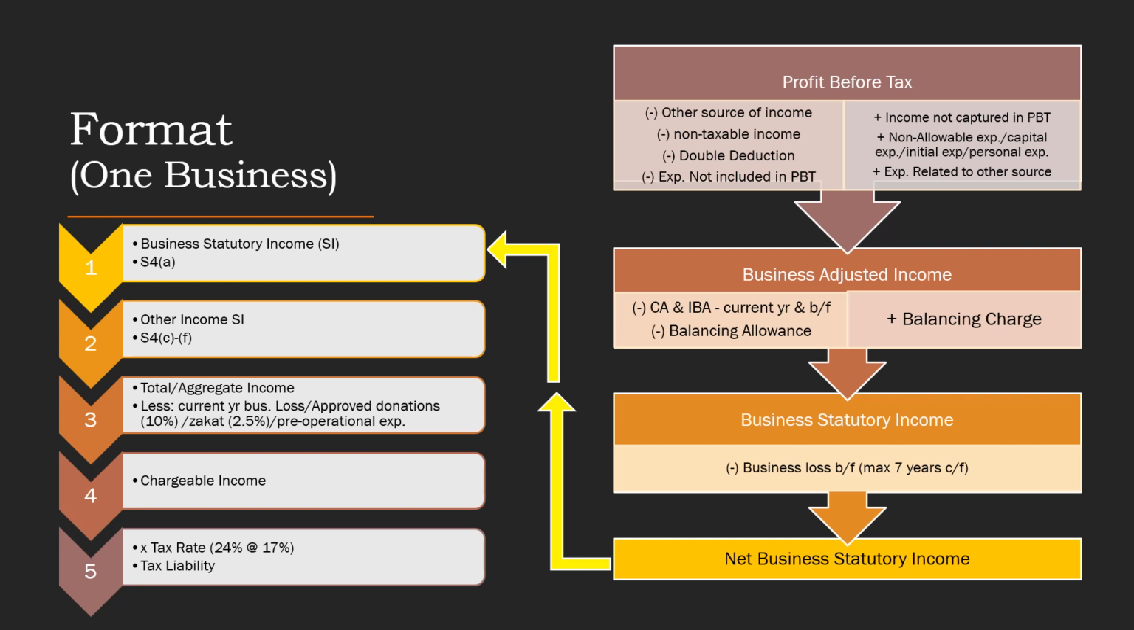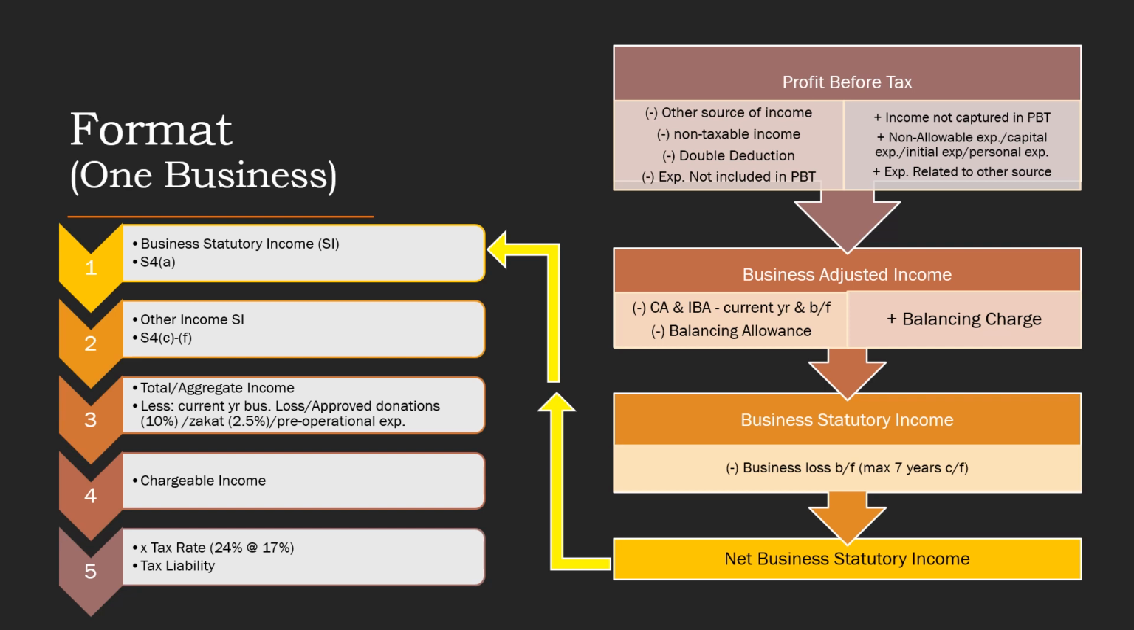Okay, after we finish doing this one, which is for section 4 small a, then only we will add. So we have arrived at this stage 1, the business statutory. We will add other statutory income. Let's say section 4C, interest income, dividend income, and then for D, rental income, and for E, for F, other income. So we add all together the adjusted income, which is also the statutory income, to arrive at total or aggregate income. So in company taxation, we don't have personal relief, so we will get directly the aggregate income.